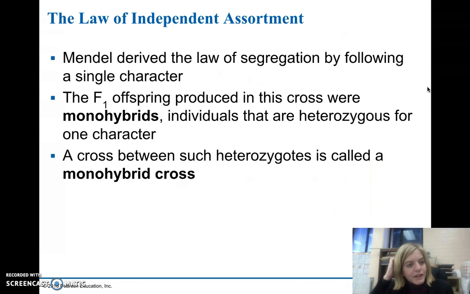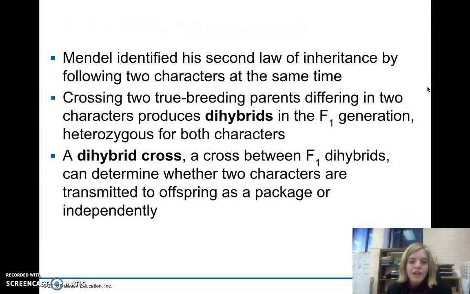So in doing this, Mendel derived the law of segregation by following a single character. He determined that in that case, the F1 offspring were considered to be monohybrids. This means that they were heterozygous for one character. And when you cross two heterozygotes, you get what's known as a monohybrid cross.